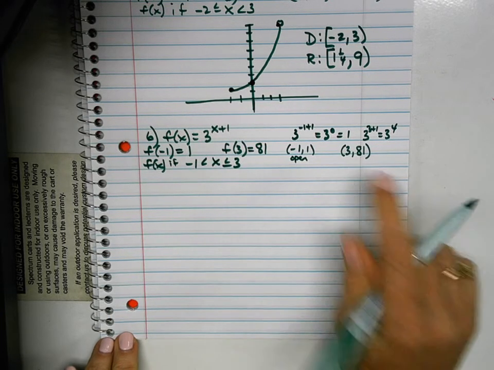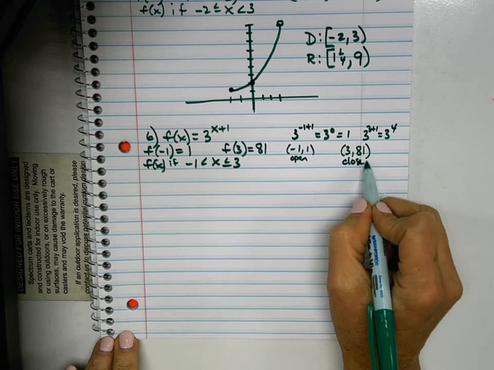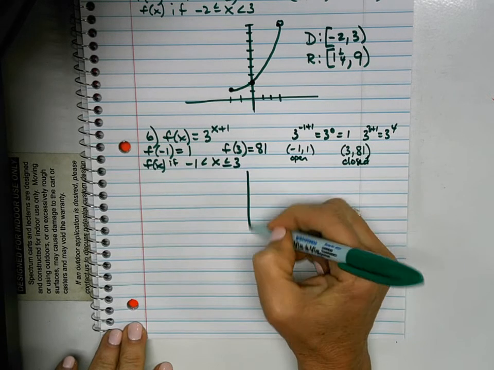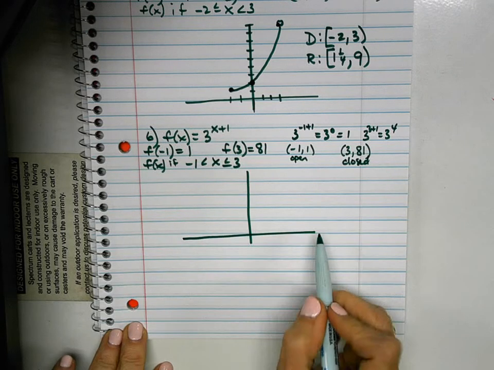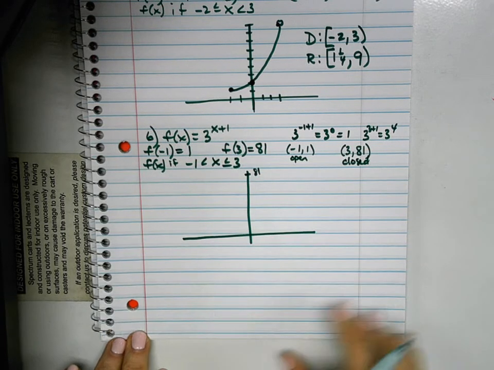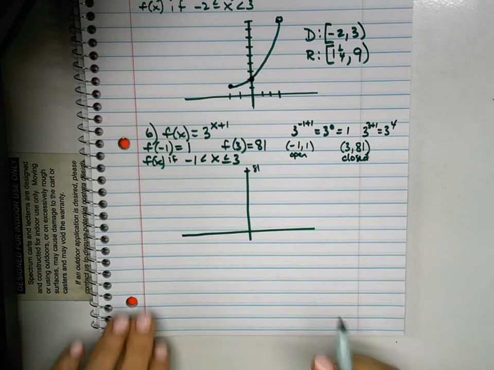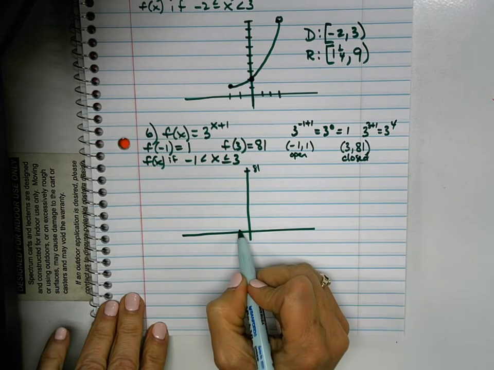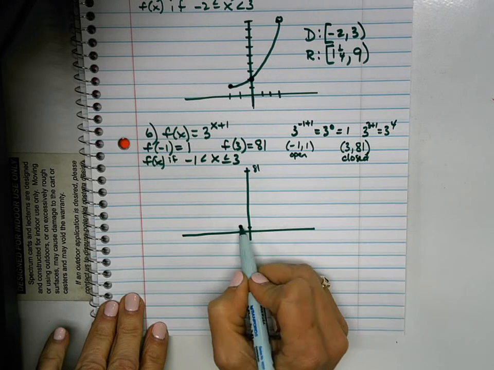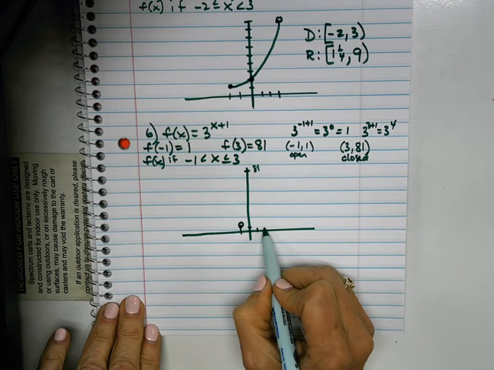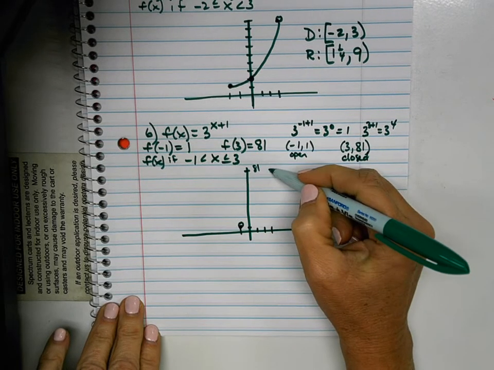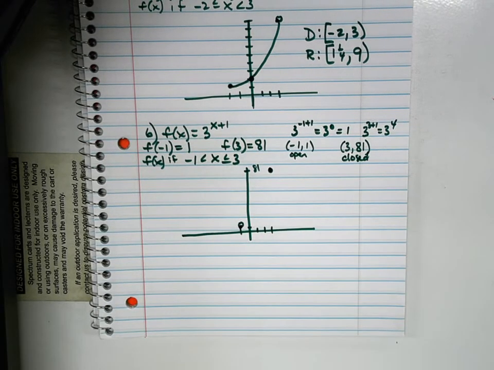Closed. All right, set up your x and your y axis and plot those 2 points. But let's just say that 81's right here. Okay, we'll say 81's right there. So at -1, 1, which I'm going to put way down here. Oh, that one was supposed to be open, so pretend like that's open. And then at 3, 81, we're going to say that's closed right there. Okay. So we've got a couple points.